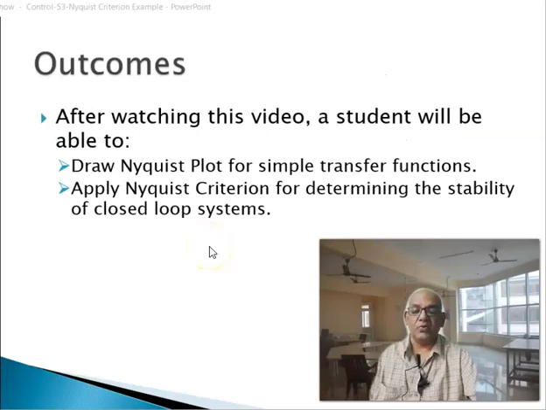We will try to use the material in the previous video to draw a Nyquist plot for a simple transfer function and present it as an example, based on which you will perhaps be able to draw the Nyquist plot for simple transfer functions and apply the Nyquist criterion for determining the stability of such systems. Let us dive into the video.